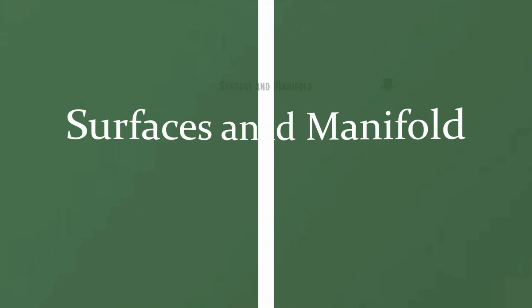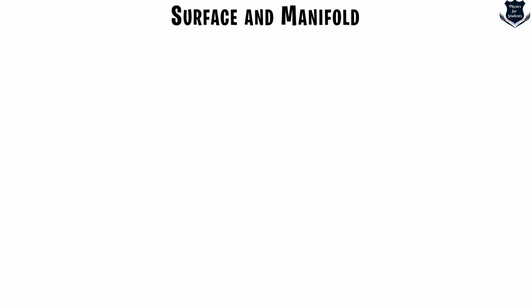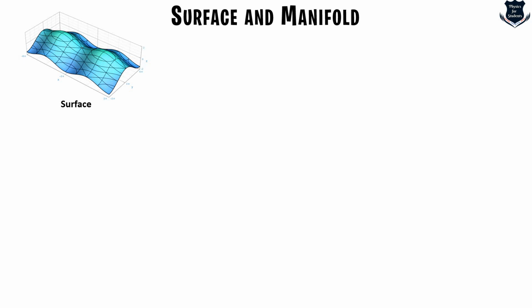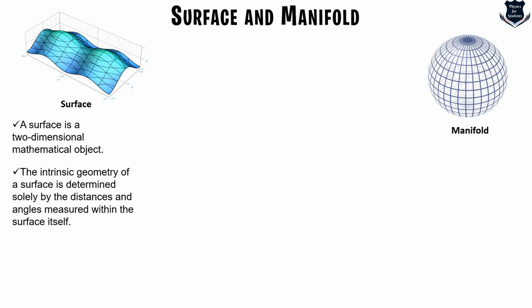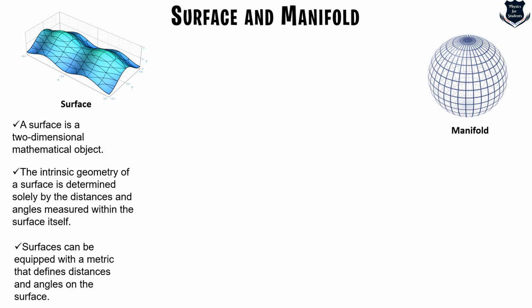Now before I start, I would like to tell you there is no tabular structure where we can say this is A, this is B, but there are general, distinguishing features through which you can come to know the difference between surfaces and manifolds. Here is a two-dimensional surface, and I have just taken a sphere because this is an ideal structure when we learn manifolds. A surface is basically a two-dimensional mathematical object. The intrinsic geometry is determined by the distances and angles that we measure, quite obvious. Surfaces can be equipped with a metric, that means how much the distances and angles, etc., change. So the metric determines that.